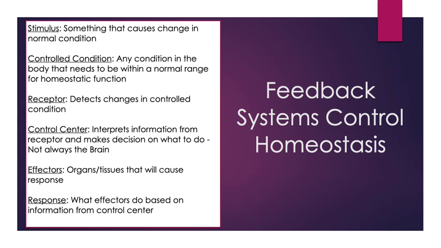And we're going to always start with a stimulus. A stimulus is something that causes a change in a normal condition. So you are going to have some sort of normal set condition, and we are going to have something that causes that to be increased or decreased above or below normal. That condition that we are evaluating is called our controlled condition. This is any condition in the body that needs to be within some type of normal range for homeostatic functioning.